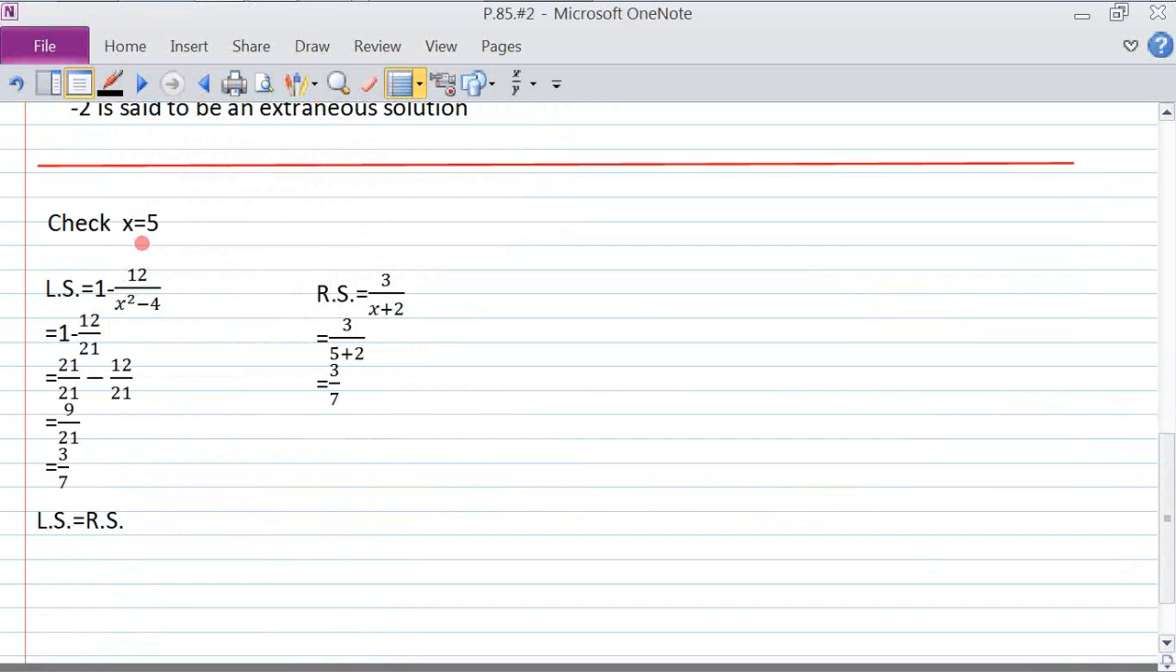Now I go back into the original equation. The left side is this. And x squared is 25 minus 4, which is 21. Instead of 1, I write 21 over 21 minus 12 over 21, which is 21 minus 12, which comes out to be 9 over 21, which reduces to 3 over 7. And the left side of the equation is x plus 2, x is 5, 5 plus 2 is 7, we get 3 over 7. The left side equals the right side.